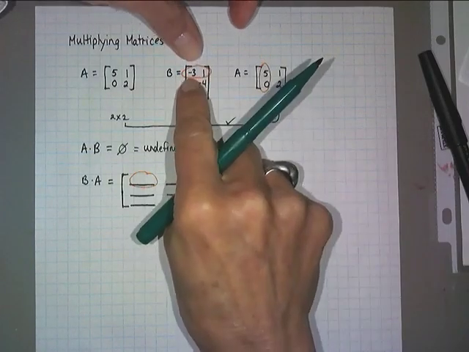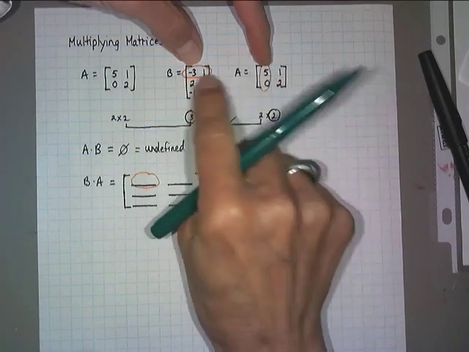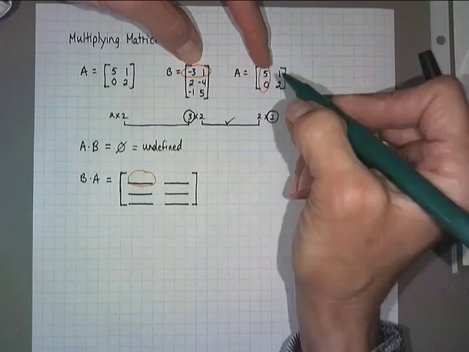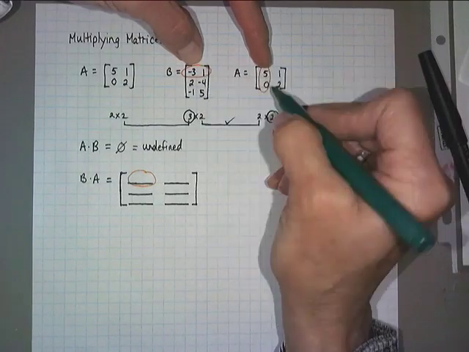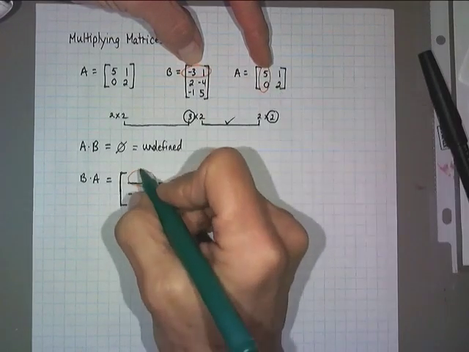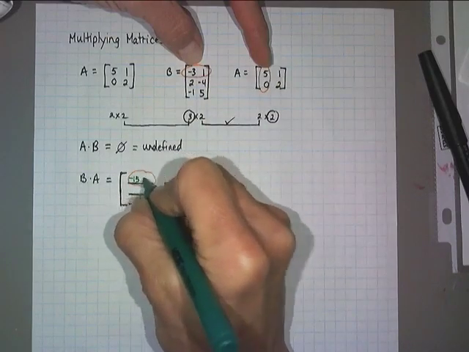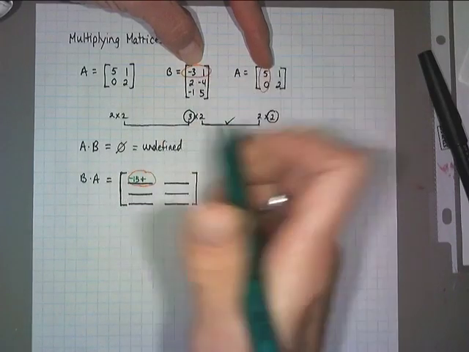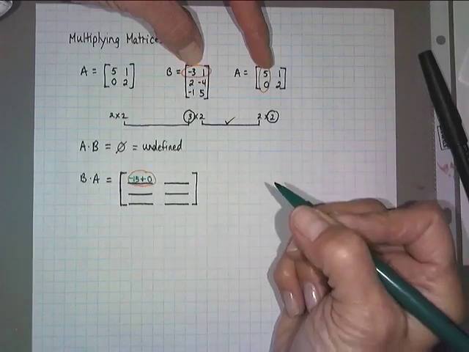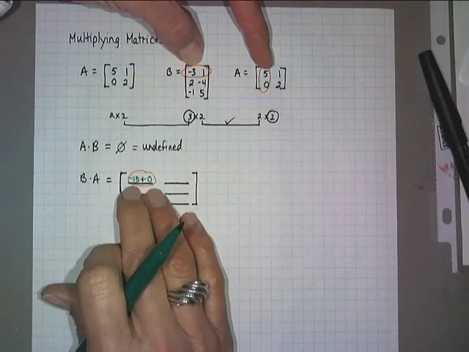I'm going to multiply the first number times the first number, so negative 3 times 5. Then I'm going to add it to 1 times 0. So I'm going to write it right here, just like I said it. Negative 3 times 5 is a negative 15, and I'm going to add it to 1 times 0. And that's how you complete the first row, first column.